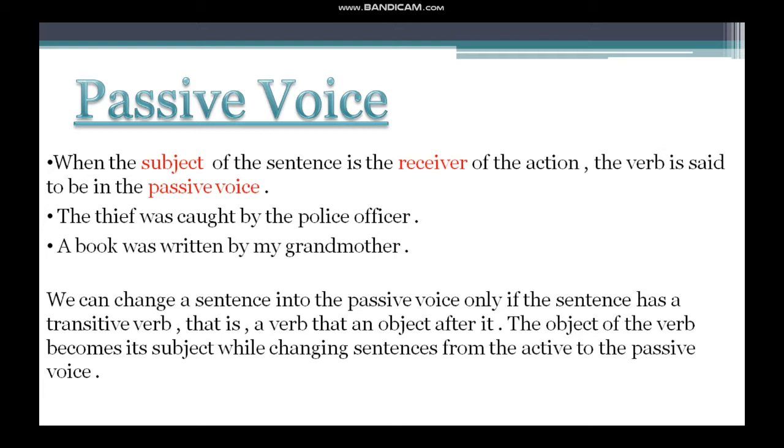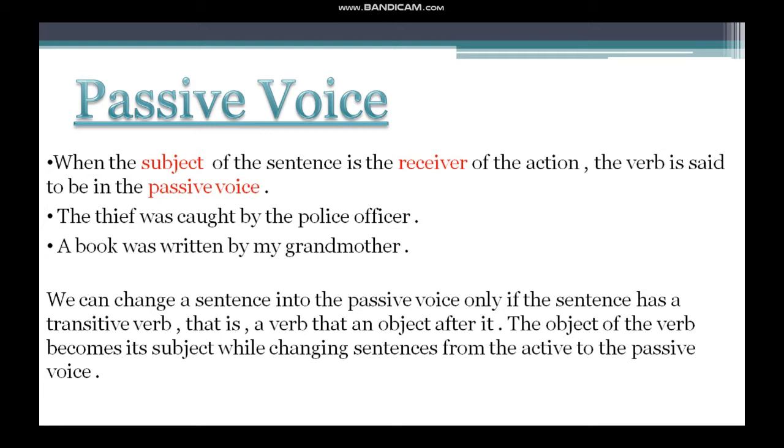And in the next example, a book was written by my grandmother. In this sentence also was written is the passive voice verb and a book is the subject and is the receiver of that action. Here we should remember one point, that we can change a sentence into passive voice only if the sentence has a transitive verb.